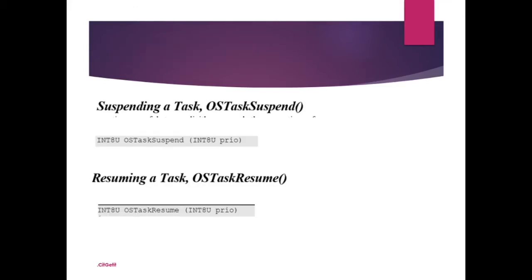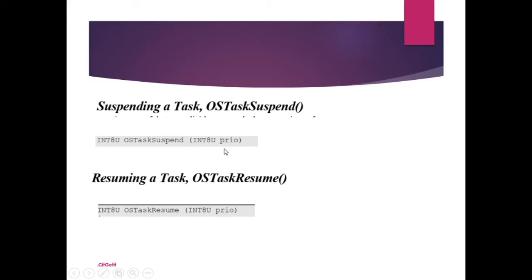Okay, the next function related to task is OS task suspend and OS task resume. These two are used together almost all the time. The function call for OS task suspend is int a2 OS task suspend, and the parameter passed is the priority of the task. From the name itself we can understand what this function does. It will suspend the task according to the priority that we are giving.